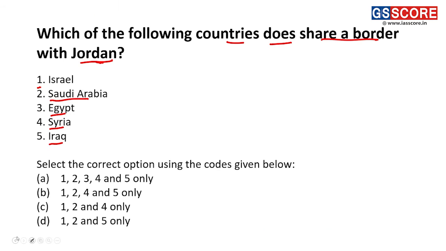Thus, Egypt becomes an incorrect statement here, and the other statements saying that Israel, Saudi Arabia, Syria, and Iraq share a border are correct. Thus, 1, 2, 4, and 5 become the correct statements, making option B the correct answer.